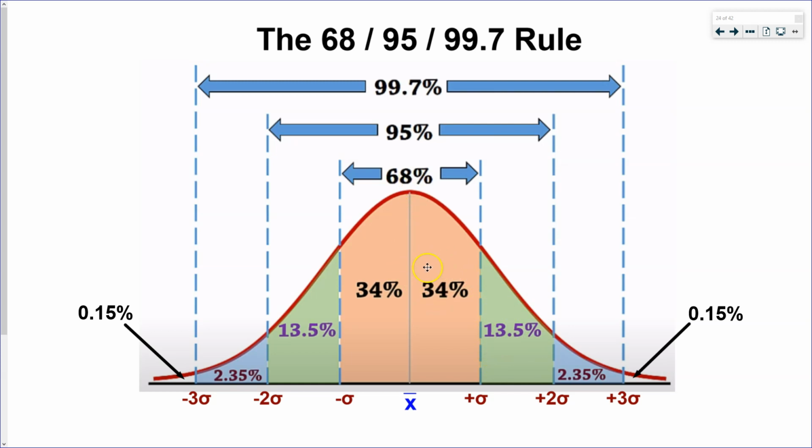So half of 68 is 34. Half of the remainder of 95 is, this green segment only is 13.5%. This blue segment only is 2.35%, and this blank region right here, trailing all the way out to the right, the rest of the graph all the way to the right forever, is worth 0.15% on a normal curve.